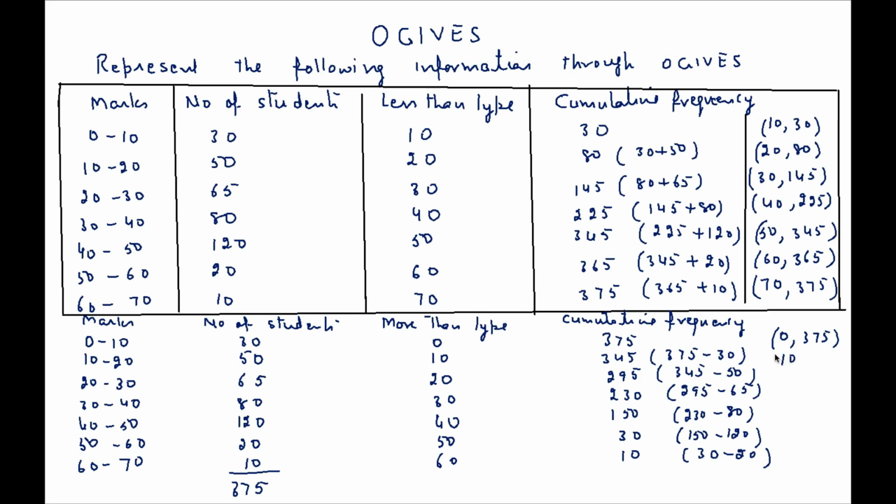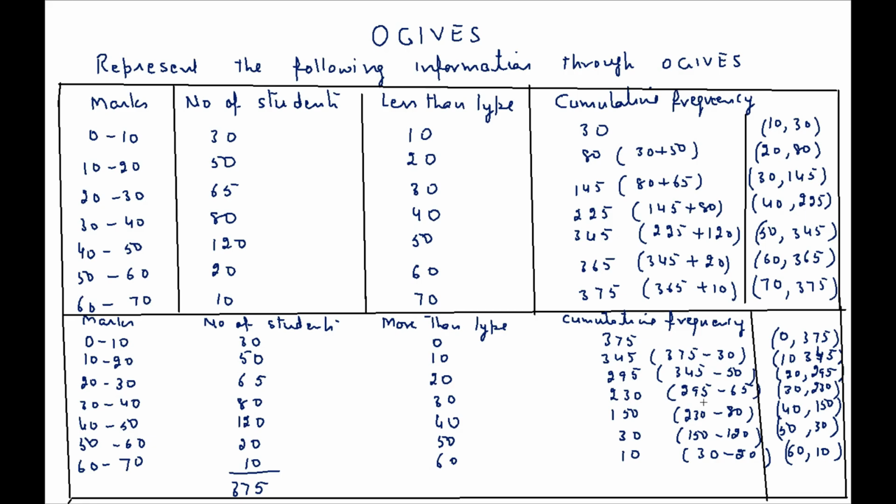So for this more than ogive, the coordinates that we will consider are (0, 375), (10, 345), (20, 295), (30, 230), (40, 150), (50, 30), (60, 10). Please remember again that x is the lowermost value of the class interval and y is the cumulative frequency.